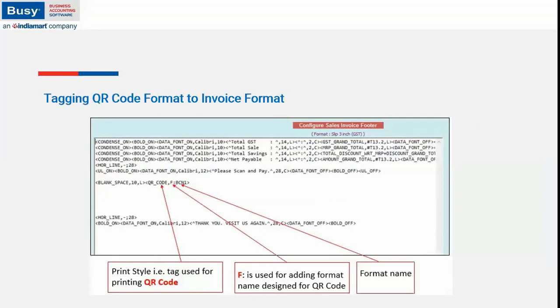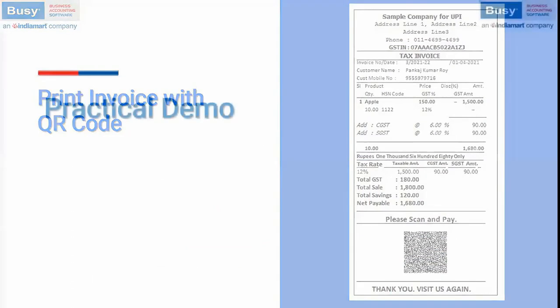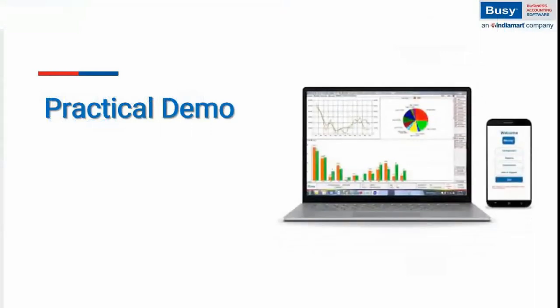For the static QR code, we use the format name called T, and for the dynamic QR code, we use the name called F. That is called format name F. After printing the invoice, the QR code will be printed like this. So this is the QR code. And now let us see the practical demonstration to configure this dynamic QR code in Busy software.